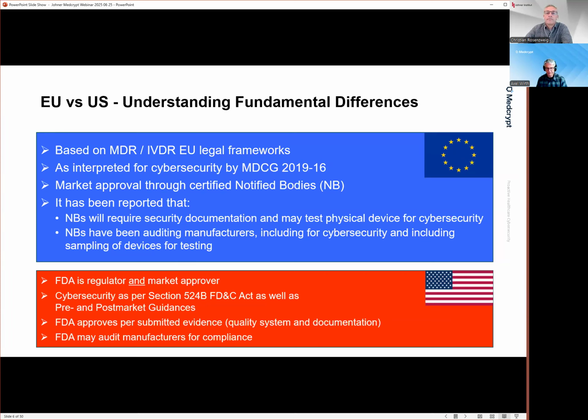A difference relative to Europe is that FDA approves per submitted evidence, meaning your quality system documentation, including cybersecurity documentation, and FDA may audit manufacturers for compliance and may audit their quality system, including audits for cybersecurity. But unlike the notified bodies in the EU, FDA does not typically inspect physical devices. They rely on reports provided by the manufacturer. So that's a significant differentiator, I think, in the approach to market approval.